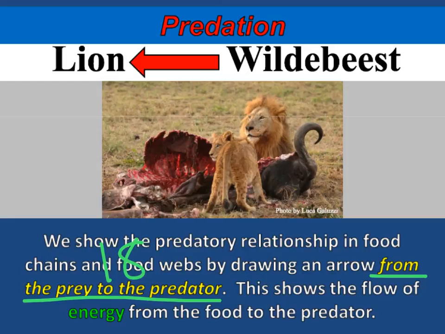On number 19, what does this arrow show the flow of? So this arrow shows the flow of energy. So on number 19, energy.